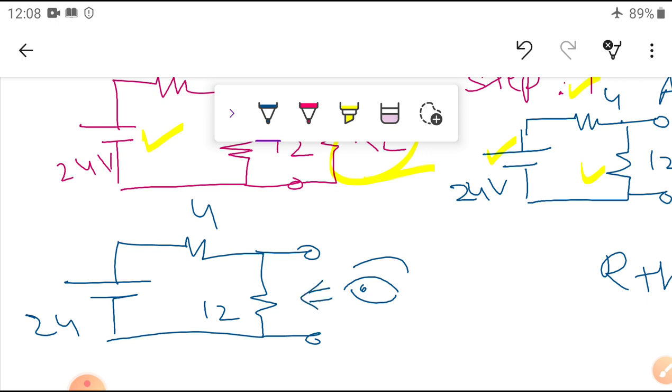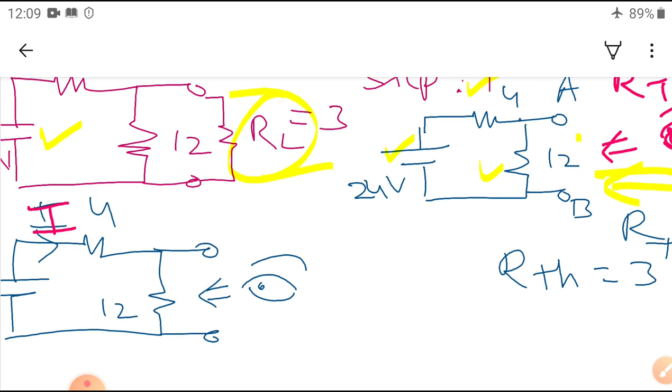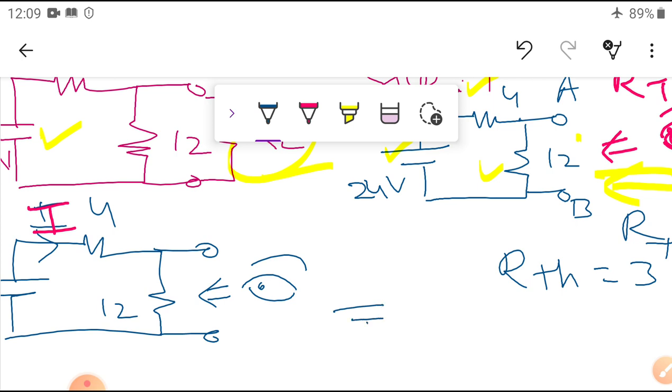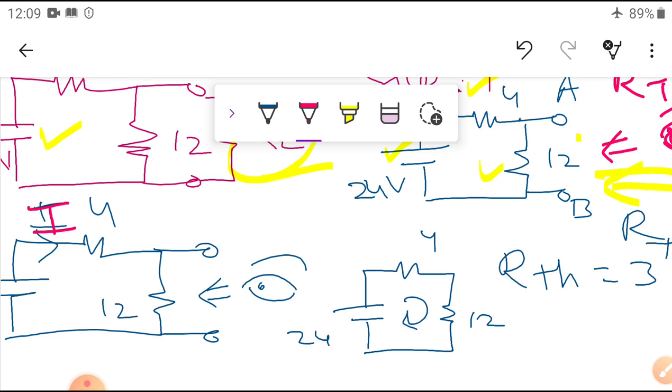So V Thevenin's. Now, what to do? Here, I want to know the total resistance, so I want to know the current. What is the current here? I. This is connected in series, simply connected in series. The circuit becomes a simple voltage source, 4 ohms and 12 ohms, with V equal to 24 volts. A simple series circuit. Then I want to know the current.